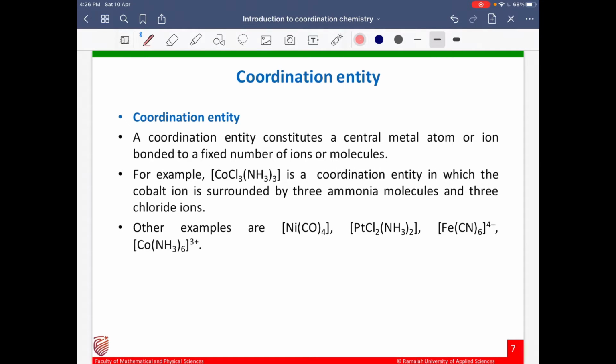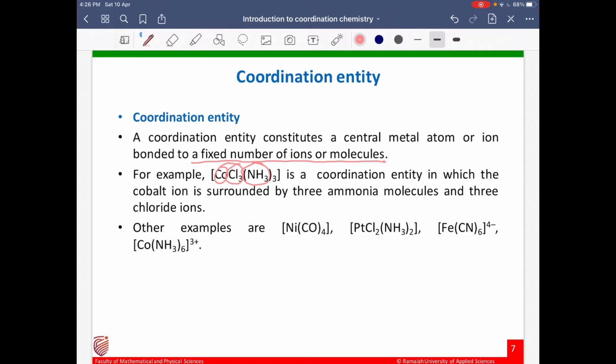Now we will discuss a few definitions of some important terms pertaining to coordination compounds. First one, coordination entity. A coordination entity constitutes a central metal atom. Here, in an example, the central metal atom is cobalt, or ion, bonded to a fixed number of ions or molecules. So it is fixed, it is bonded to a fixed number of ions or molecules in that entity.